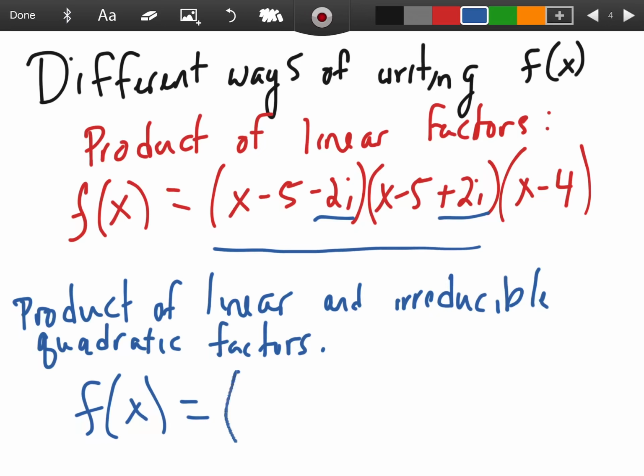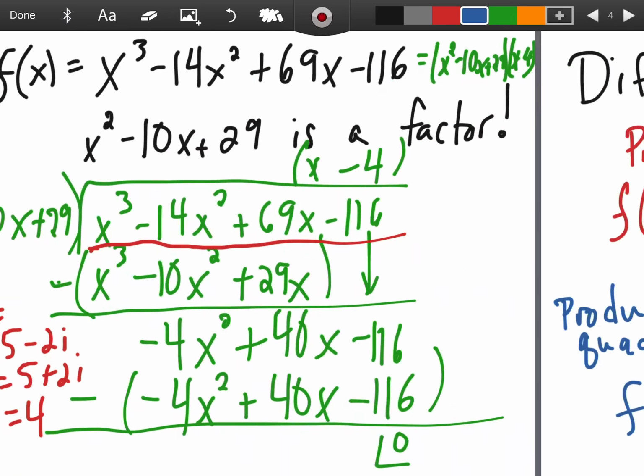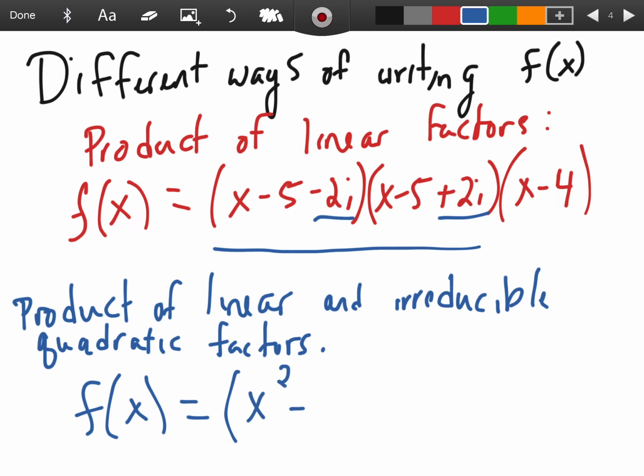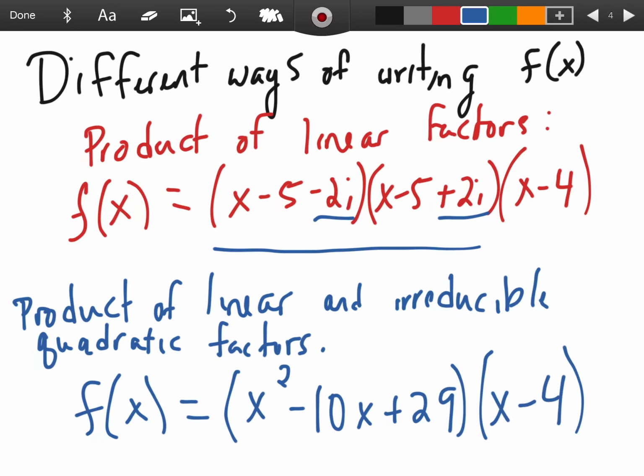zeros. All right, and of course, we already did that multiplication earlier as x squared minus 10x plus 29 times x minus 4. All right, so here we can see we only have one real zero and two non-real zeros for this function.